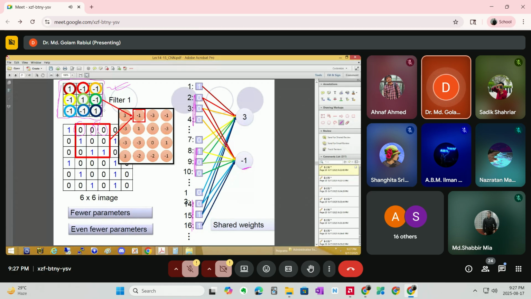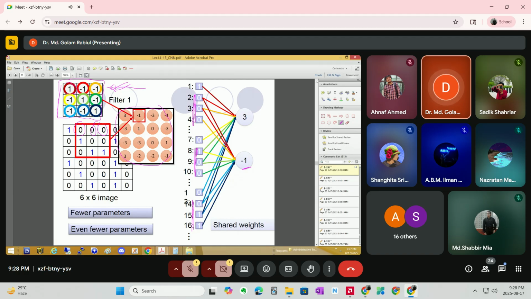we cannot share the weights. But here we can see we are sharing the weights. So we can see there is the same weight, the same value, that we are utilizing to find out different feature maps, different feature map values. So in this case, the same value, that is the same weight.